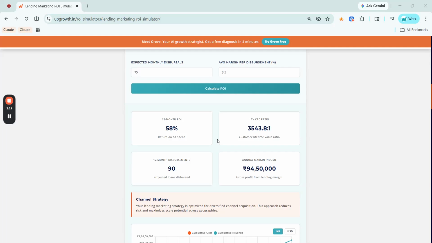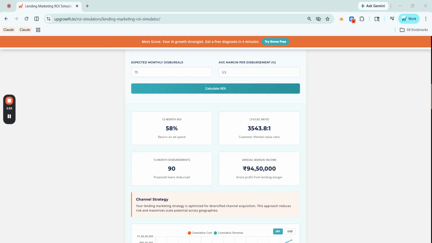So here is what the output shows. The 12-month ROI is 58%, meaning for every 5 lakh you spend monthly, the cumulative return over 12 months is positive and growing. And 12-month disbursement is 90, the total number of loans your marketing spend is projected to close over the year. And annual margin income is 94 lakh 50,000. That is the total gross profit from your lending margin across all disbursements over 12 months.